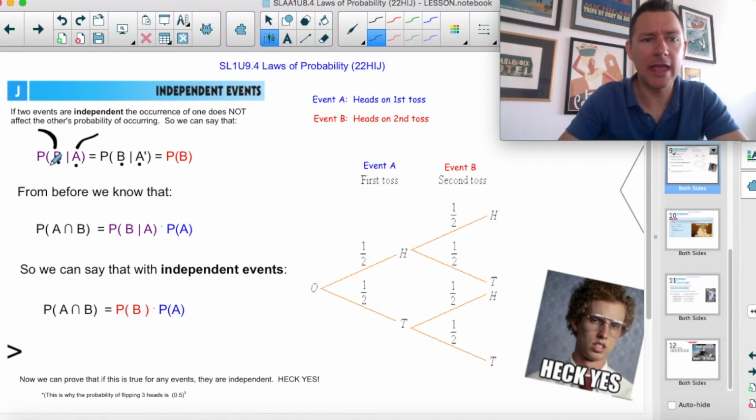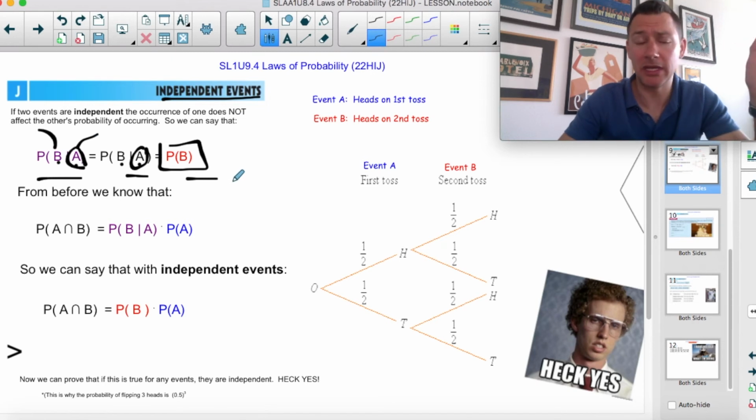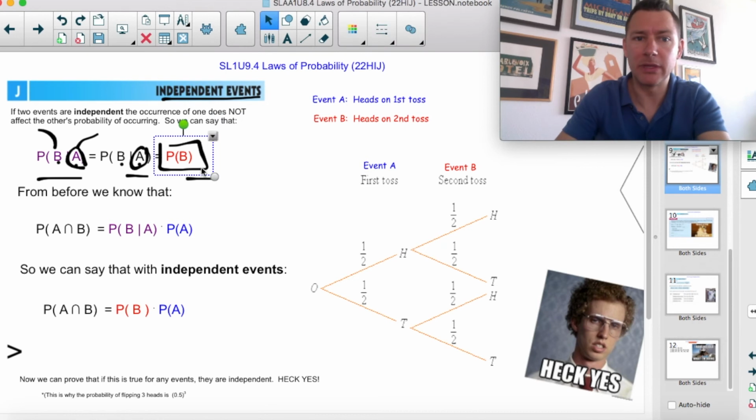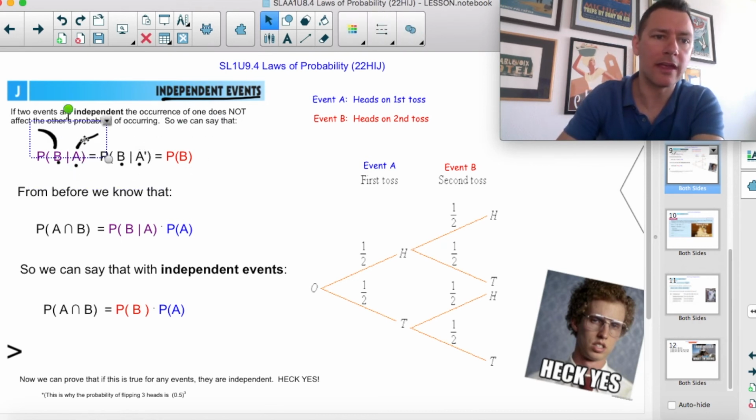So the probability of B happening given that A happened, and B happening given that A didn't happen. If those are the same, then we say B is independent of A. Like I don't care if A happened or didn't happen. These probabilities are the same as just regular B, not involved with A. That's called an independent event because B doesn't care if A has occurred.